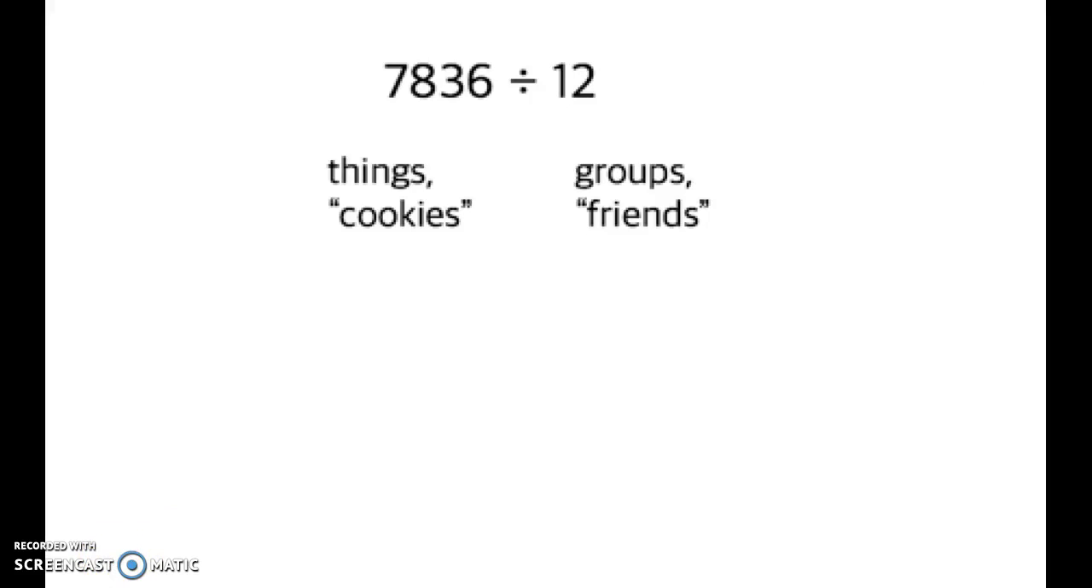So let's take the problem 7,836 divided by 12, for example. Here, our 7,836 are our things. And let's say that our things are cookies. And our 12 is our fixed number of groups. And let's say our groups are friends. So the question that we want to answer is how many cookies will each friend get?